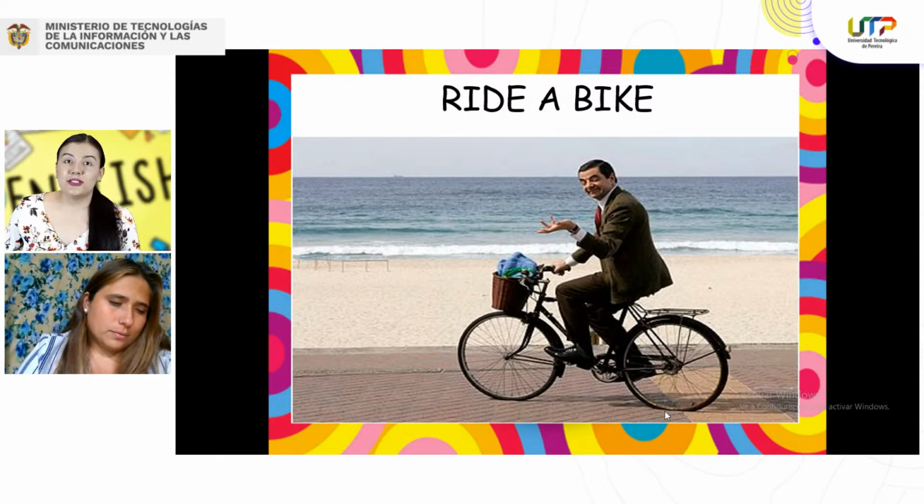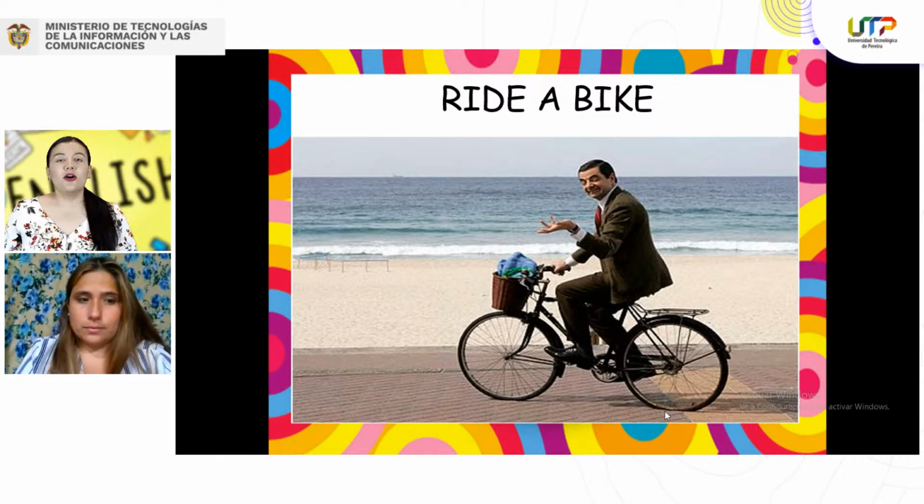En pantalla, ustedes están viendo a Mr. Bean, right? So, who can make a sentence? Una oración completa, ¿sí? Con esta actividad, hacer una oración con Mr. Bean más esta actividad del tiempo libre.